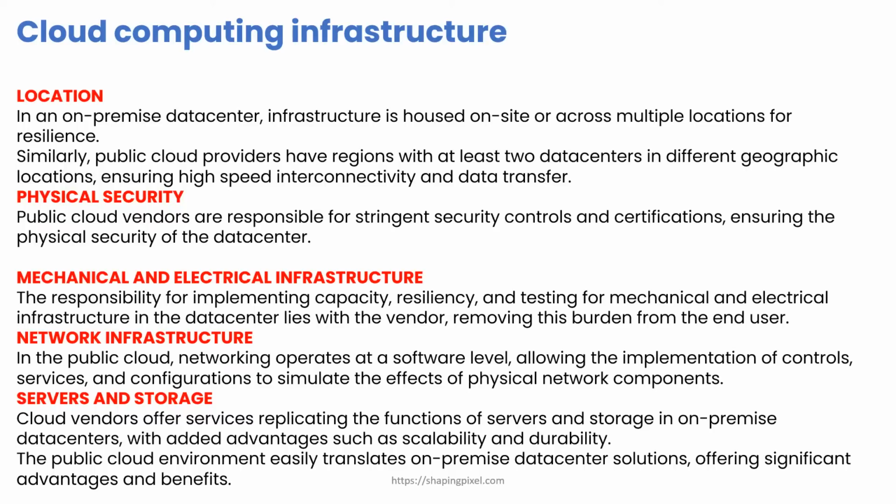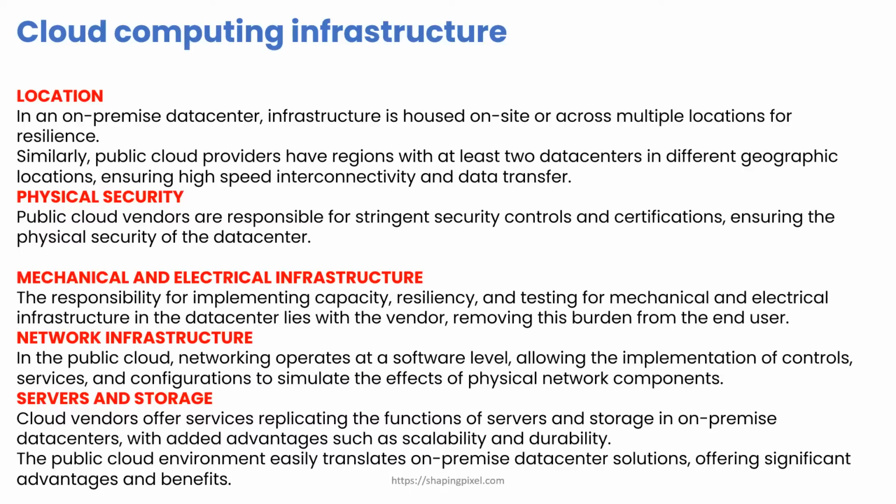So let's dive into cloud computing infrastructure. Location. In an on-premises data center, infrastructure is housed on-site and across multiple locations for resiliency. Similarly, public cloud providers have regions with at least two data centers in different geographic locations, ensuring high-speed interconnectivity and data transfer. Physical security. Public cloud vendors are responsible for stringent security controls and certifications, ensuring the physical security of the data center.